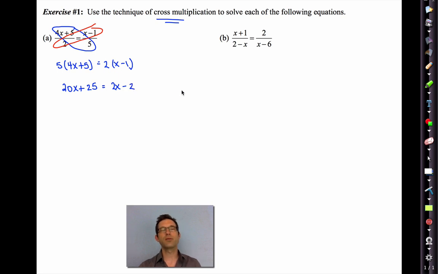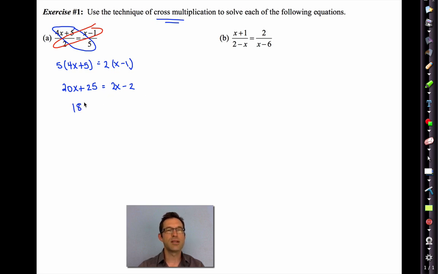But I do want to point out something before we finish this. Both techniques that we're going to look at today, because we're going to look at two of them, this one and another one, their sole purpose is to take an equation that involves fractions and rewrite it as an equivalent equation, or an equation that has equivalent solutions, that has no fractions in it. So notice, after we cross multiply, we have an equation with no fractions in it.